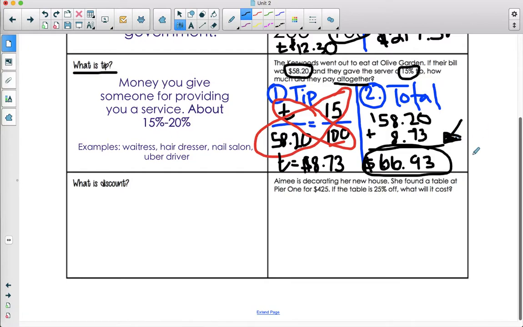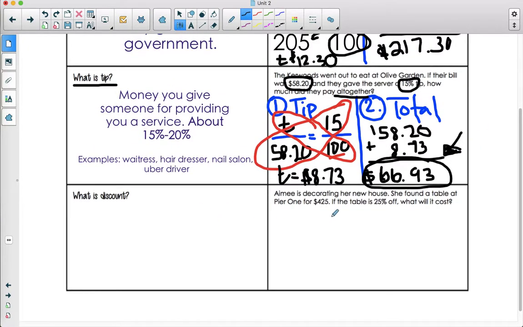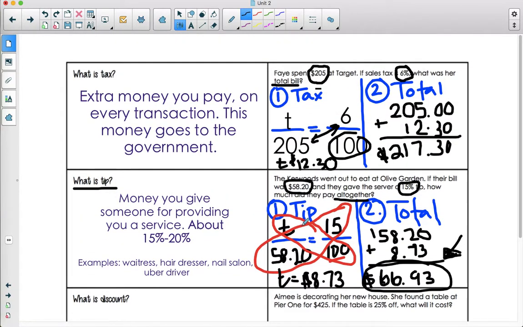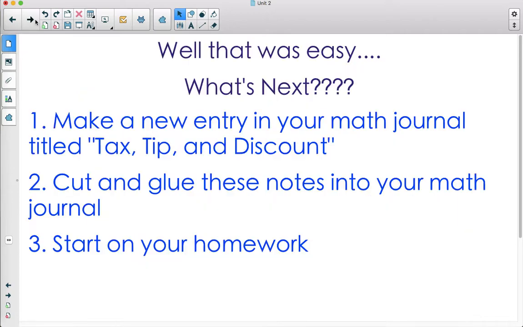Okay, so these are your notes that we're going to take today. We're going to fill in discount another day, but for now you should only have tax and tip filled out. So we're going to do a couple things right now. Well, you are going to do a couple things right now. Okay, that was super easy, right? You guys did this on your own on Tuesday.